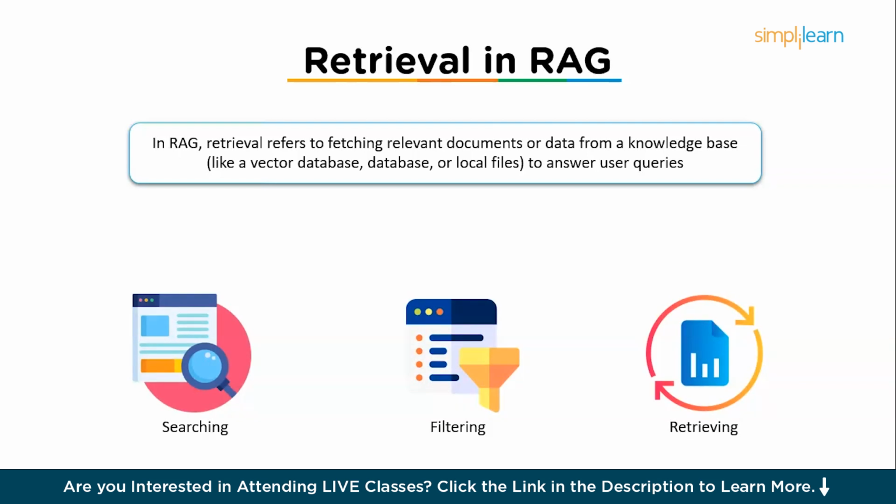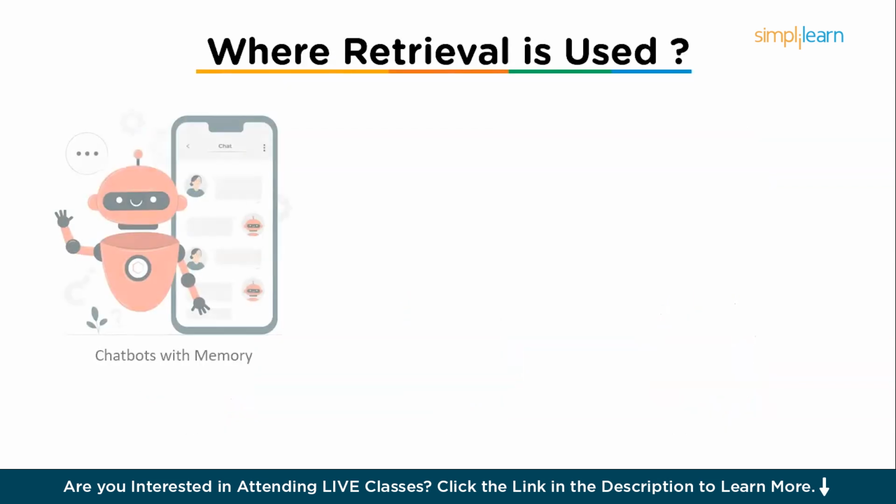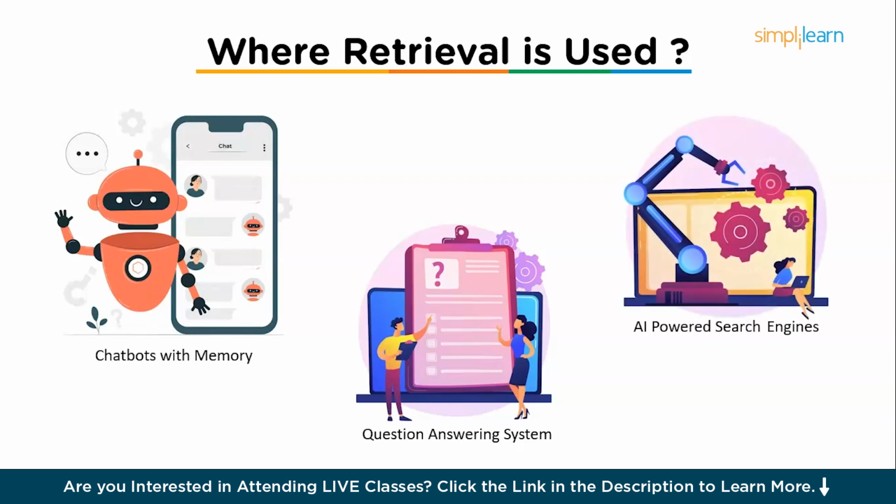Now, let us see where retrieval is used. It is used in chatbots with memory, for example, retrieving past conversations. Then we have question answering systems, for example, retrieving FAQ answers. Then it can be used in AI-powered search engines, that is, for semantic search. So, the techniques we will be talking about today are new to the market.